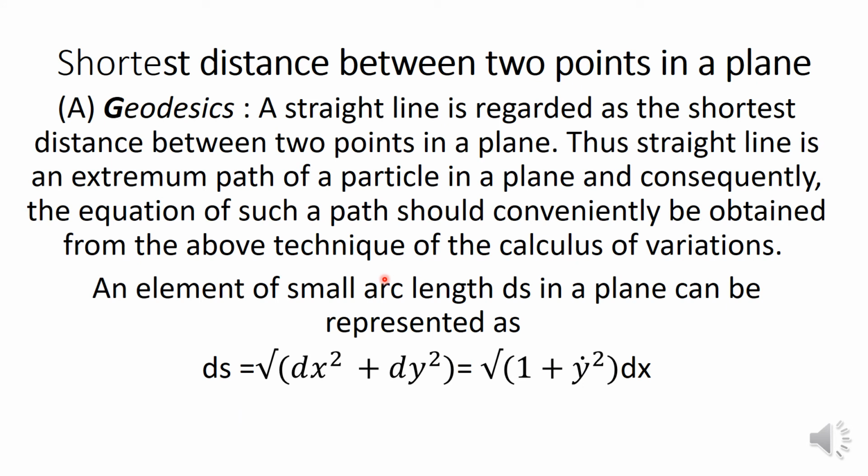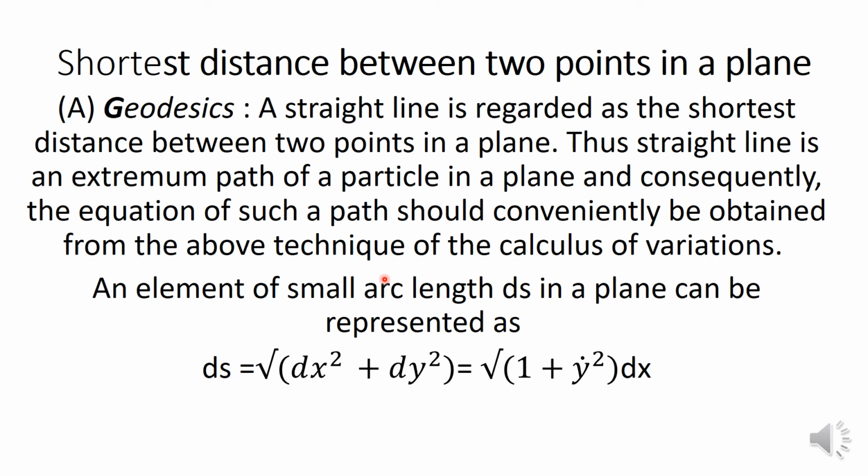Next, we give an example of this principle of calculus of variation, which is the shortest distance between 2 points in a plane. A straight line is regarded as the shortest distance between 2 points in a plane. Thus, a straight line is an extremum path of a particle in a plane, and consequently, the equation of such a path should conveniently be obtained from the above technique of the calculus of variation.